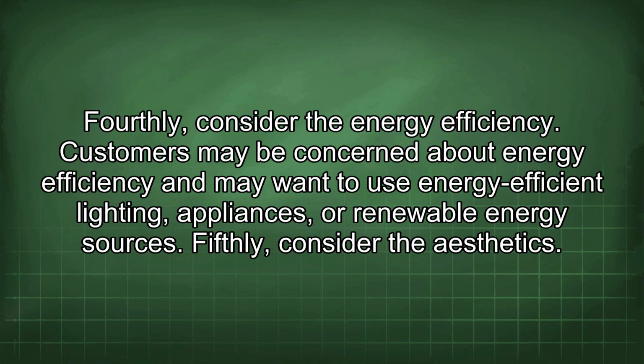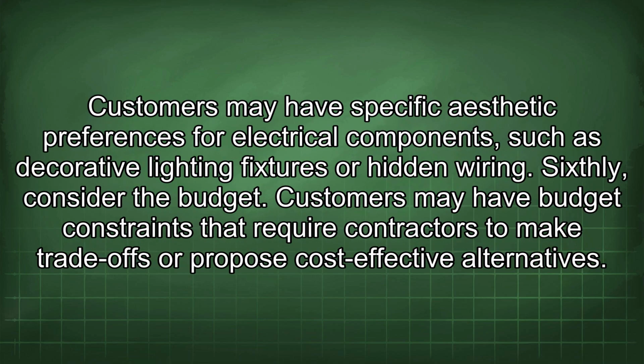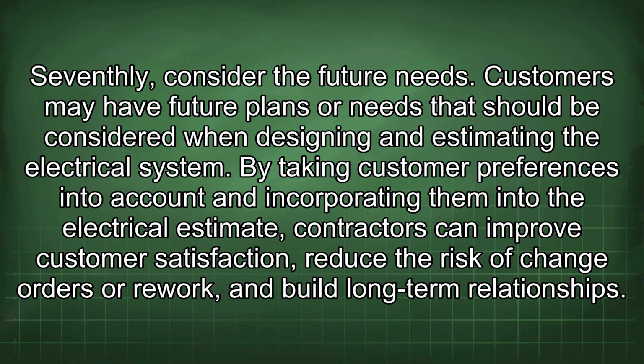Customers may be concerned about energy efficiency and may want to use energy-efficient lighting, appliances, or renewable energy sources. Fifthly, consider the aesthetics. Customers may have specific aesthetic preferences for electrical components, such as decorative lighting fixtures or hidden wiring. Sixthly, consider the budget. Customers may have budget constraints that require contractors to make trade-offs or propose cost-effective alternatives. Seventhly, consider the future needs. Customers may have future plans or needs that should be considered when designing and estimating the electrical system.